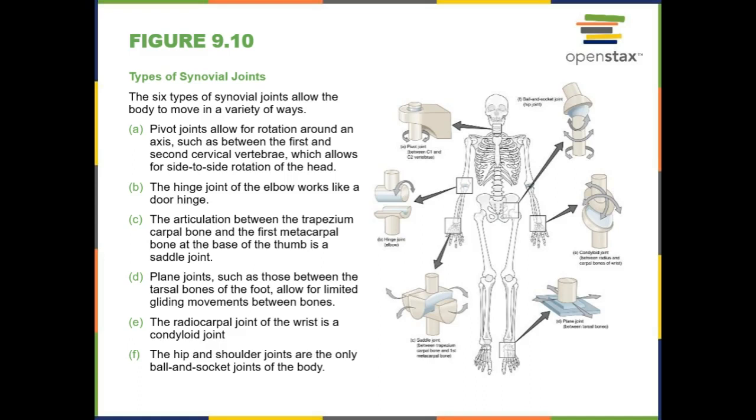And then we have our hip or shoulder joints, which are ball and socket joints of the body. The shoulder joint is the most movable, which means it's also the least stable joint of the body. Okay.